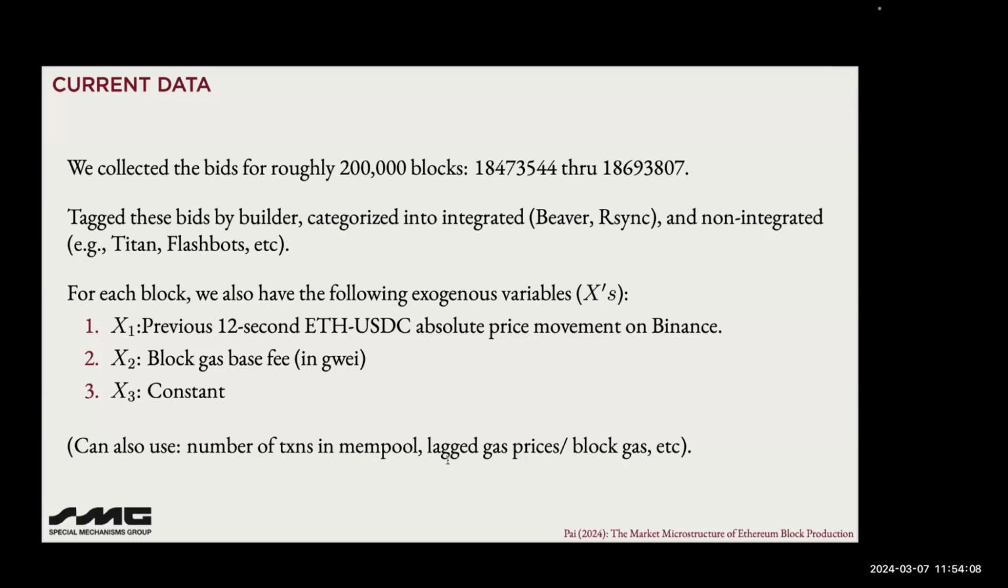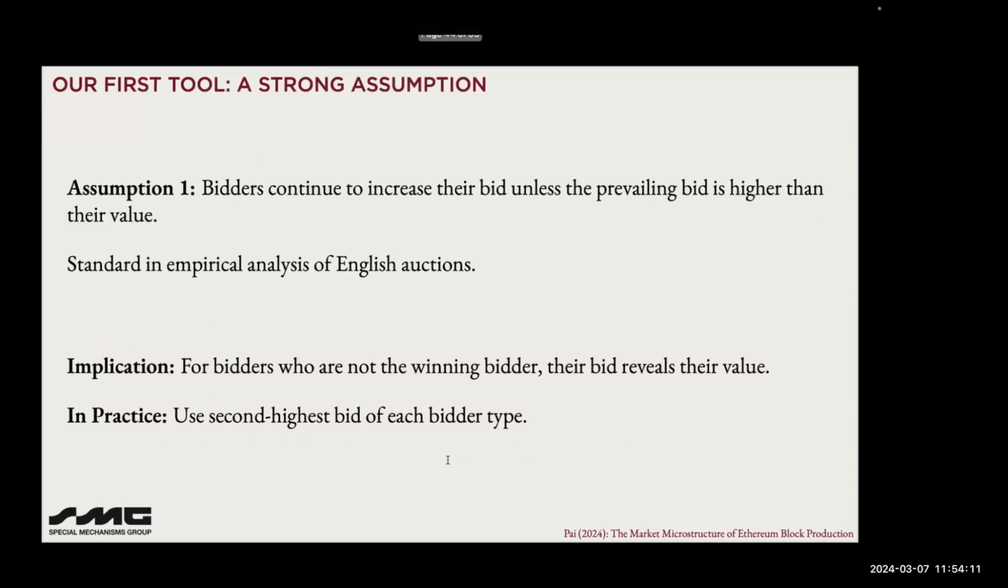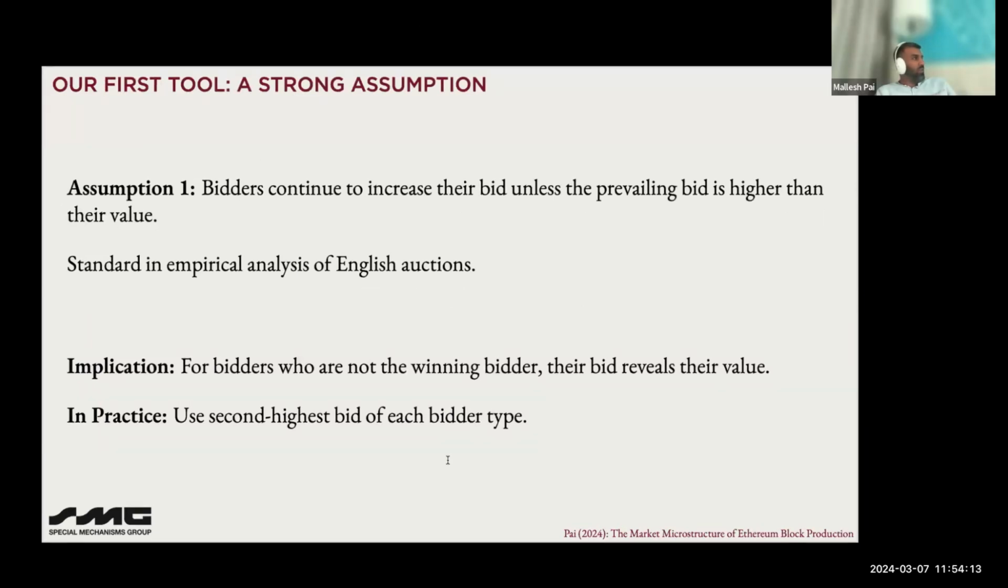Thank you. Okay, so what's our identifying assumption? Our identifying assumption is one that's been used a lot in empirical auction analysis, which is that the highest bidder in the English auction is stopping somewhere before their value, because they don't need to outbid anyone.